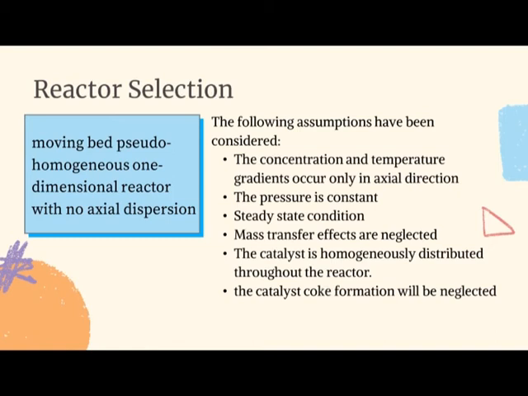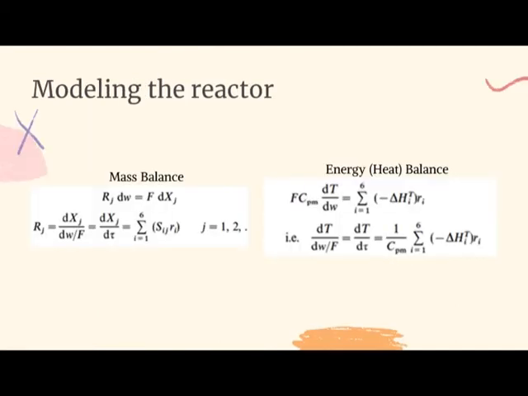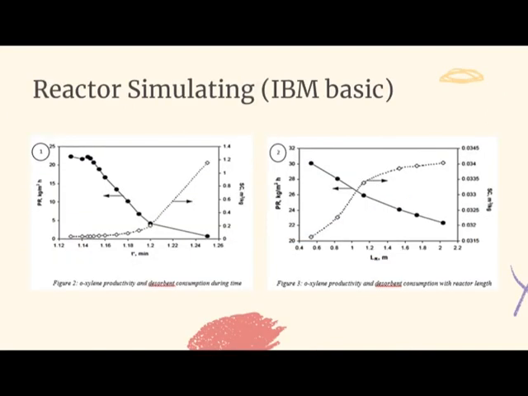Before going to modeling of the reactor, we need to consider some assumptions, as shown in the presentation. For reactor modeling, we will be using mass and energy balances, as shown in the presentation. For reactor simulating, we will be using IBM BASIC programming. After simulating the process, we have the results in figures 5.1 and 5.2, where we can see that the productivity will decrease and the desorption consumption will increase along with time and reactor length.